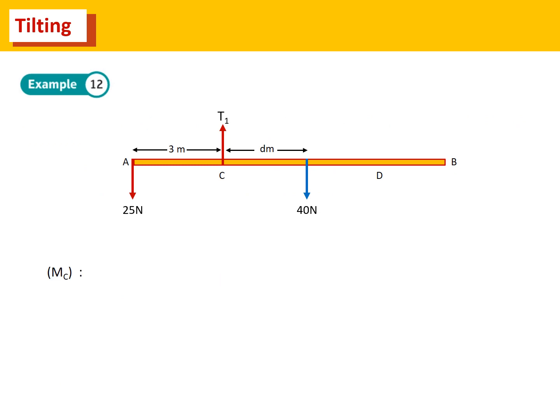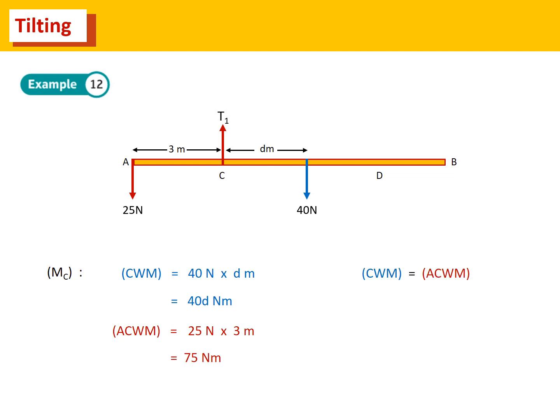So we're going to take moments about point C. The clockwise moment given by the 40 newton force is 40 newtons times d meters, that's 40d newton meters. And the anti-clockwise moment is given by the 25 newton force, 25 times 3, that's 75 newton meters. The two quantities are equal to each other, and therefore d equals 1.875 meters. So the total distance from A is 4.875 meters.